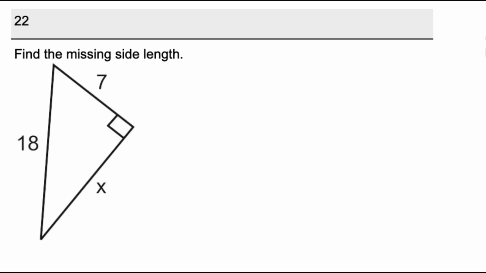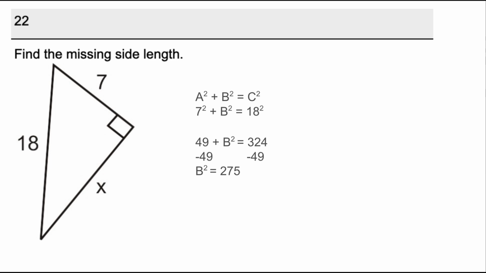Take the square root of both sides, and c equals 172.41. This time we know our hypotenuse, and we are missing one of our side lengths. So we plug in our Pythagorean theorem. We plug in our a and our c. We go ahead and fill all those out. We get 49 plus b squared equals 324. Subtract 49 from both sides. B squared equals 275. Take the square root of both sides. B equals 16.58.